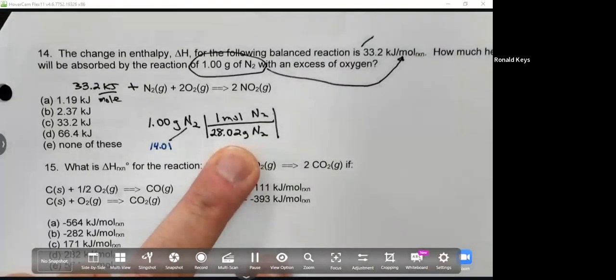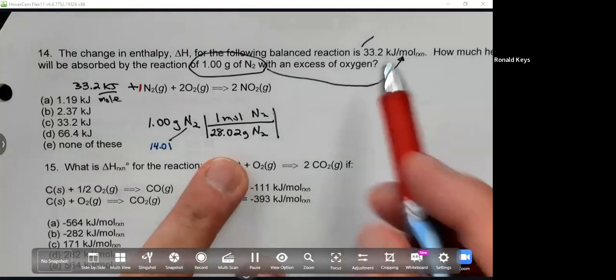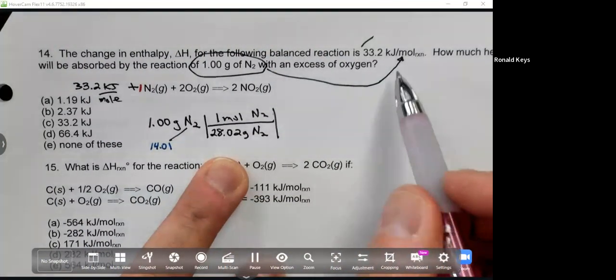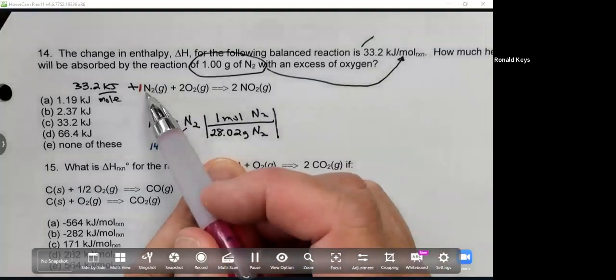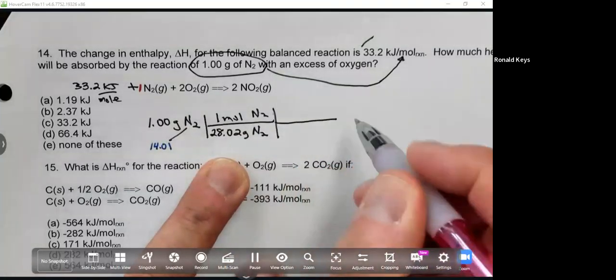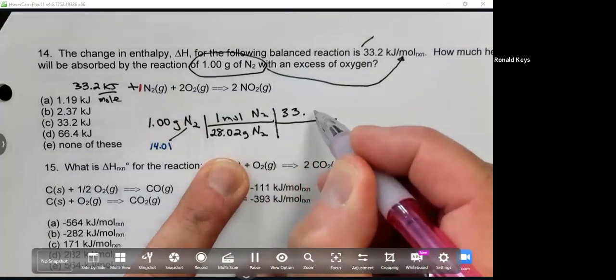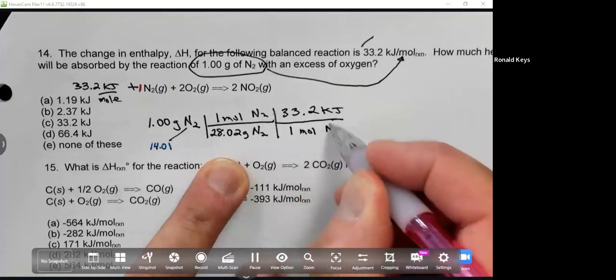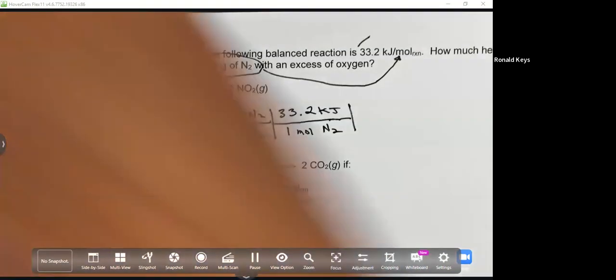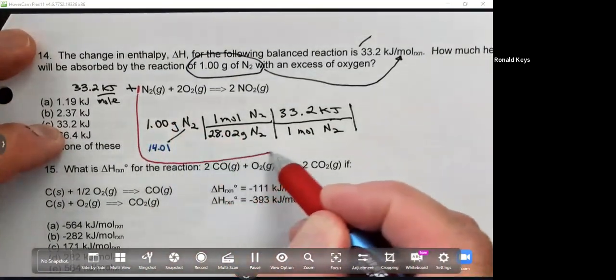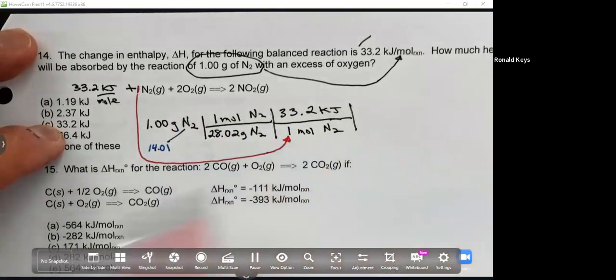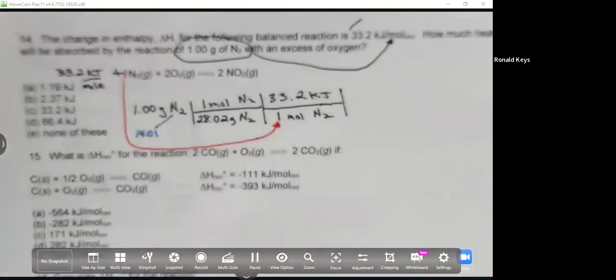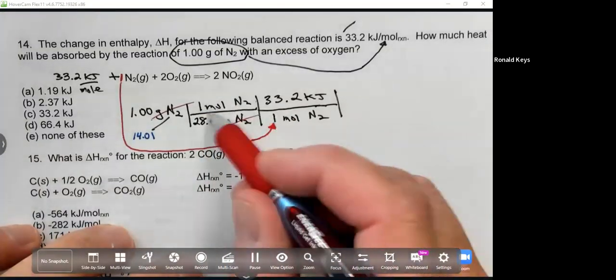Then in this reaction, we need to look at the balanced equation here. And there is a 1 here, right? So it's this amount of kilojoules. This amount of kilojoules is for 1 mole of nitrogen. So this is correct as is. We can put this in, 33.2 kilojoules per 1 mole of nitrogen. And we're verifying that this matches right here. So we get all done: grams, grams, moles, moles.